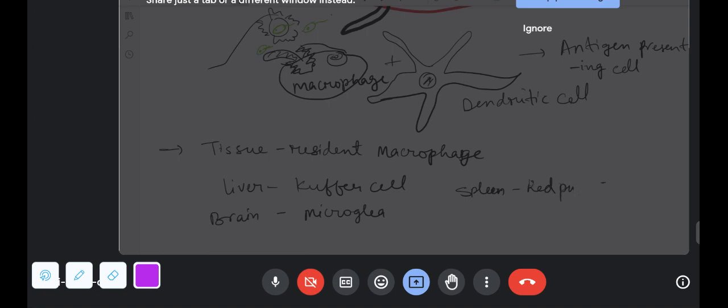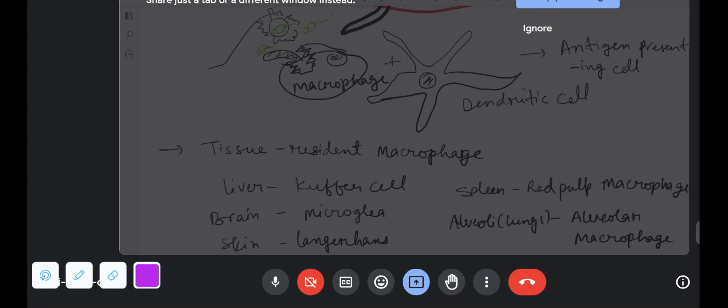That will be the red pulp macrophage. If it is in the alveoli of the lungs, then it is called alveolar macrophage. So these are all important things, and if it is in the skin, then it can form Langerhans cells. So these are all the tissue resident ones.